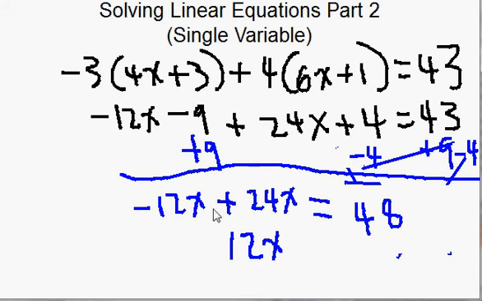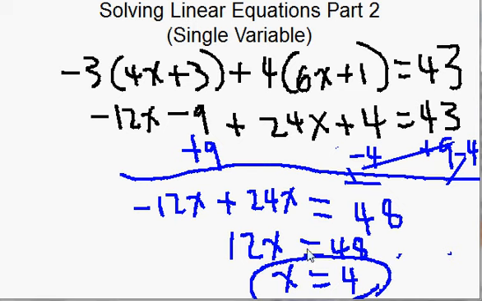This is like combining like terms. If I have negative 12 of the x's and I add 24 of the x's, I end up with positive 12 of the x's. And that is going to equal 48. So the last step is to then just divide by 12 on both sides, and I end up with x equals 4. Whoa, it's the same answer as the last one. I sure hope this is correct.